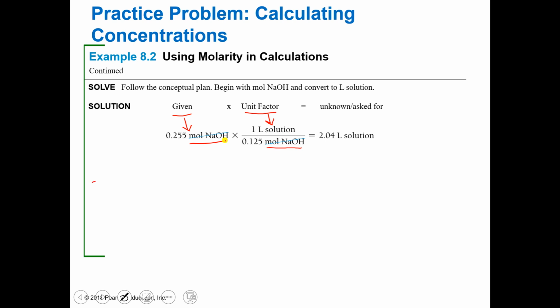Because what I did is I took that 0.125 molar and I turned it into 0.0125 moles of NaOH for every 1 liter of solution. So what this means is every 2.04 liters of a solution that is 1.125 molar will have 0.255 moles of sodium hydroxide contained in it.